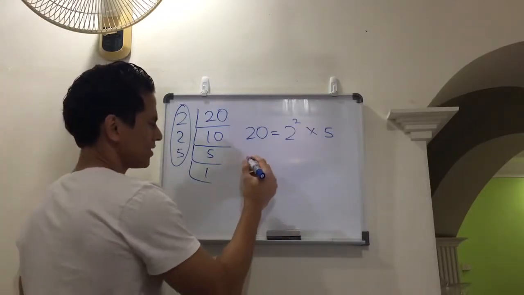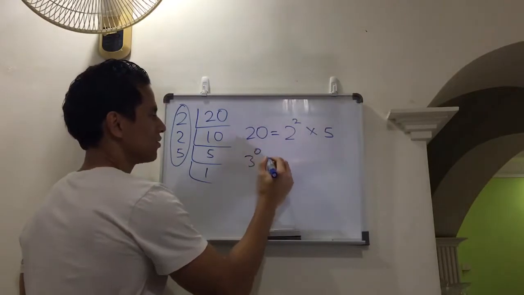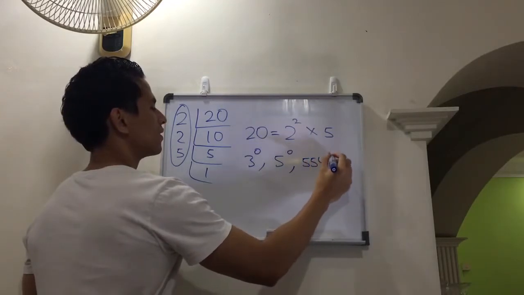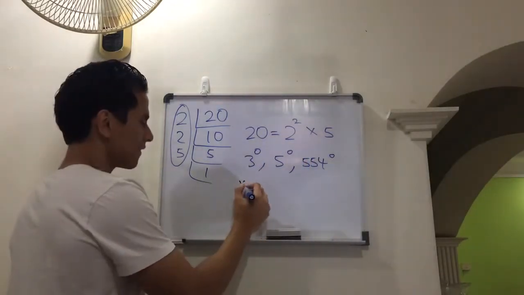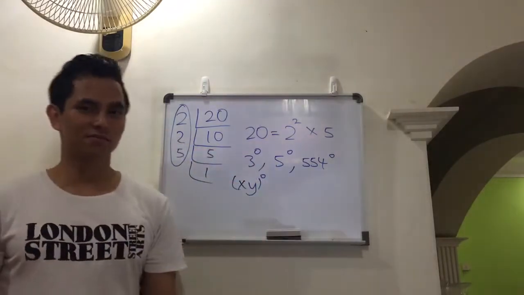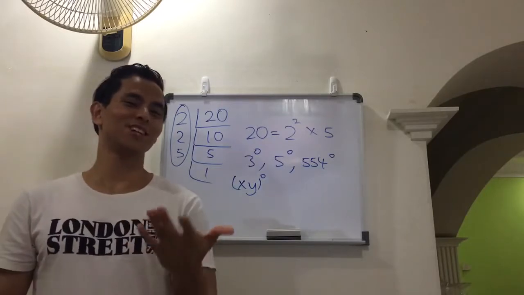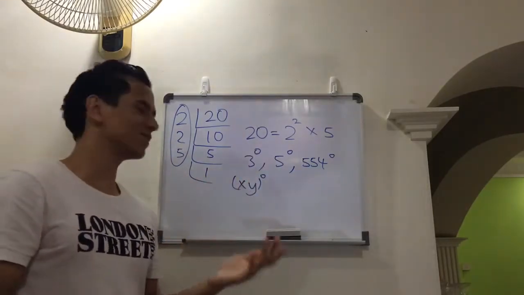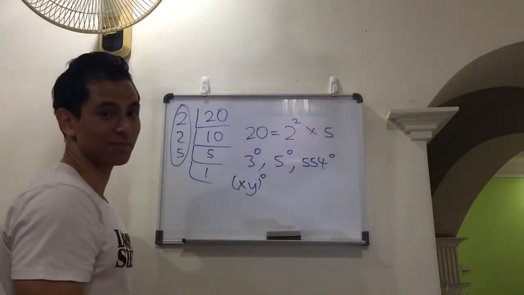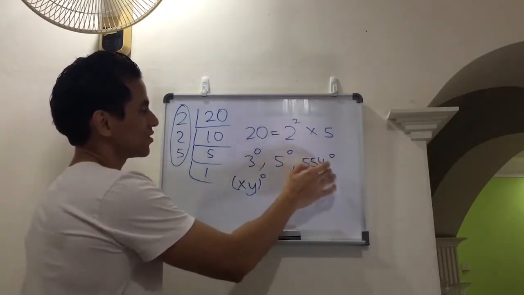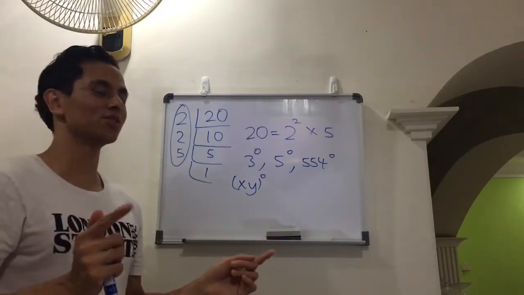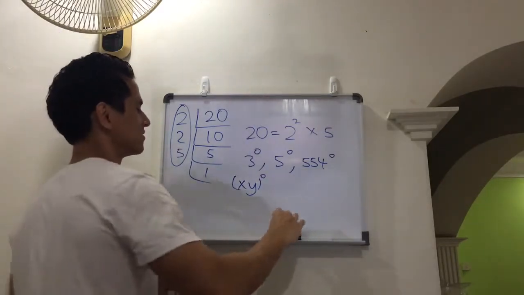So let's say we have this number, 3 to the power of 0, 5 to the power of 0, 554 to the power of 0, and xy whole thing to the power of 0. What do they all have in common? If you know the answer, that's really good. So actually, some of you may know, anything to the power of 0 is just 1. So take note of this. This is the third thing I wanted to mention to you. So take note that anything to the power of 0 is just 1. Why am I explaining this to you? I'm going to show you in a while.